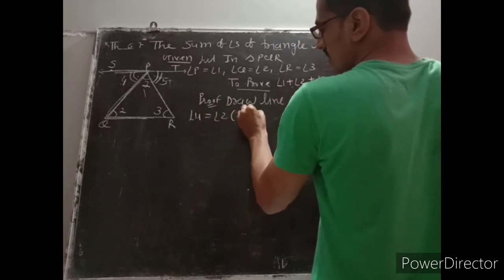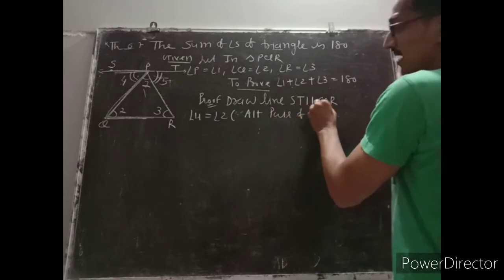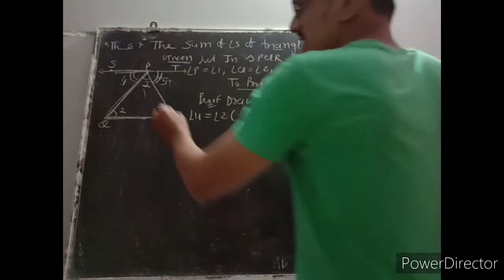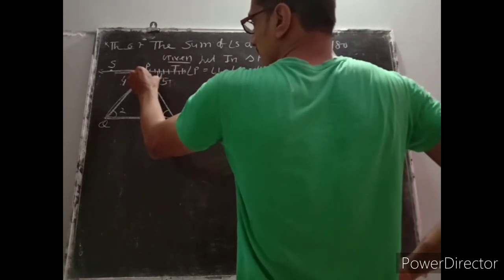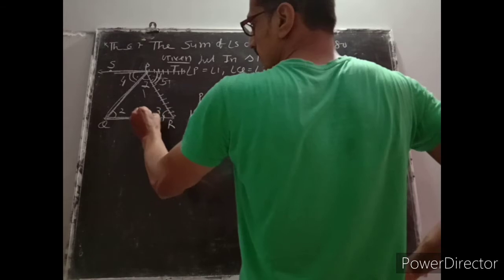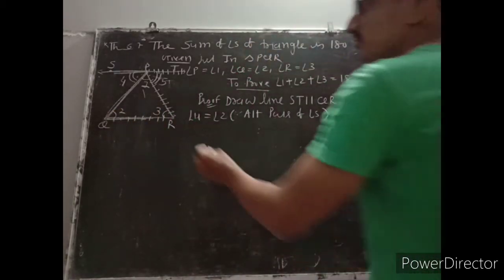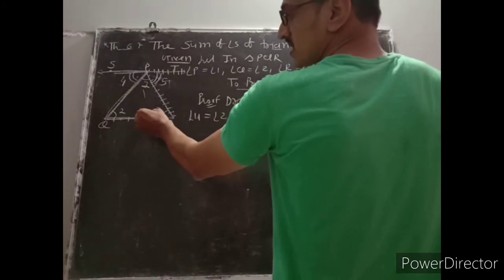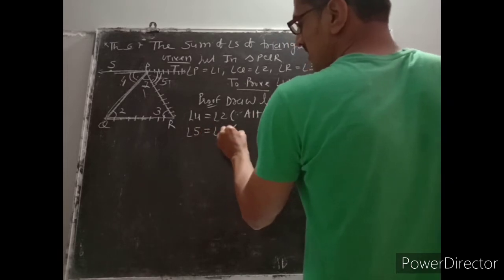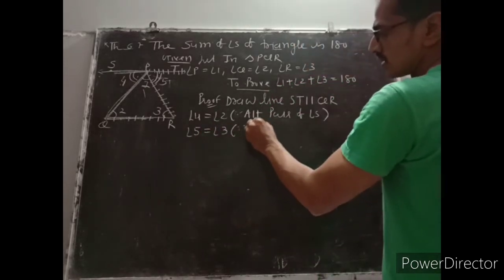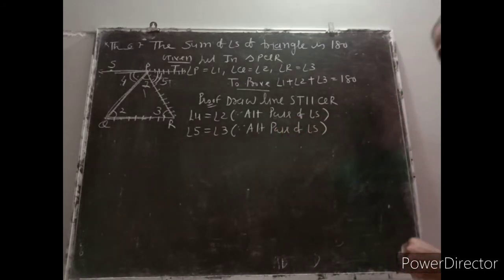Reason? Alternate pair of angles. Same way, if I consider this transversal line, then this Z is formed. If I form this Z, then which two angles are formed? First angle 5 and another angle 3. So angle 5 equals angle 3. Again same reason, alternate pair of angles.